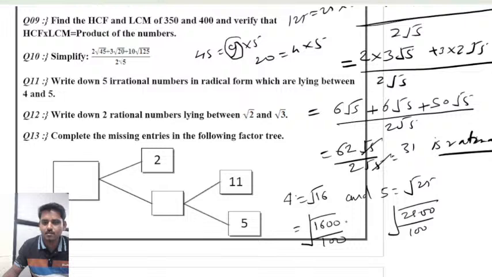So to find the number, what we should do, square root of 4 and square root of 5. Okay, let us do it once again. It should be irrational. So what we will do here, root 4 can be written as 400 divided by 100, and root 5 can be written as 500 divided by 100.